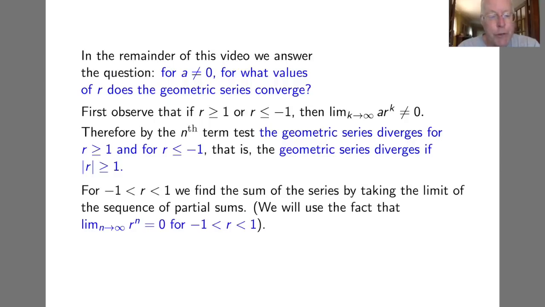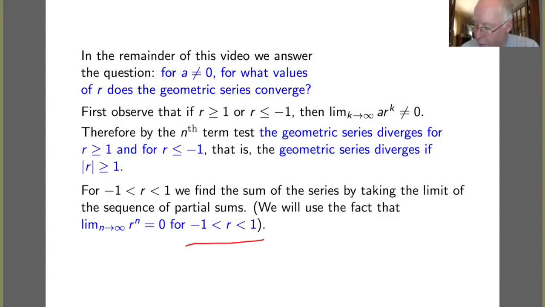Now, what if r is strictly between minus 1 and 1? We can find the sum of the series then by taking the limit of the sequence of partial sums. Again, often finding partial sums is very difficult or impossible, but with the geometric series, we'll see it's quite easy. During this discussion, we're going to use the following fact: if I take a number strictly between minus 1 and 1 and raise it to a large power, then the result is small numbers. In other words, the limit as n goes to infinity of r to the n equals 0 if minus 1 is less than r less than 1.